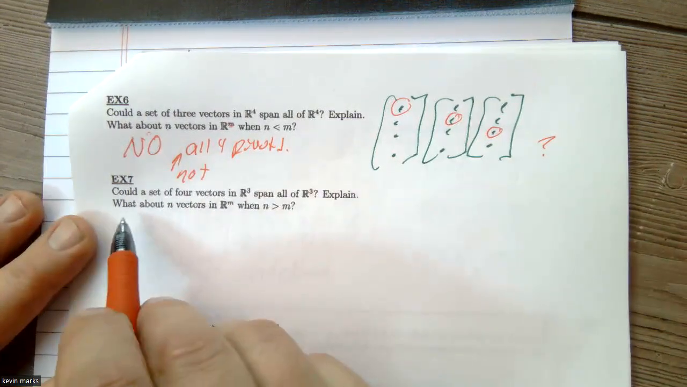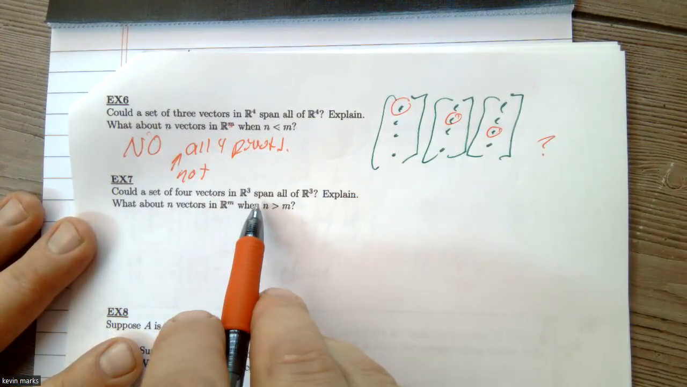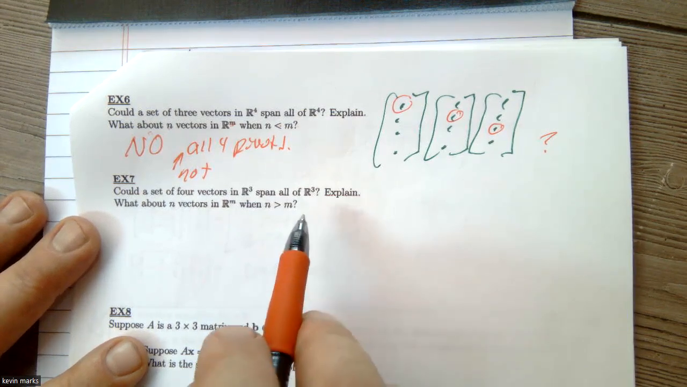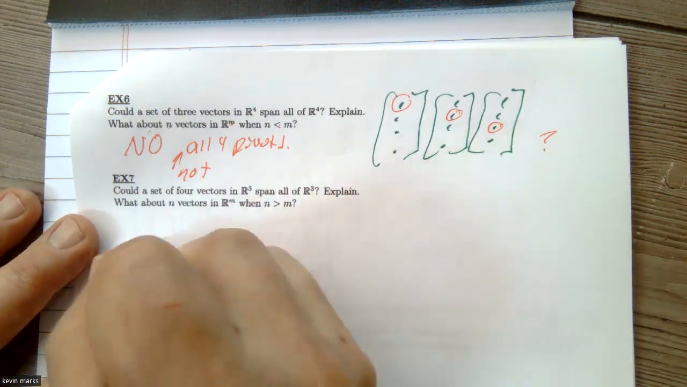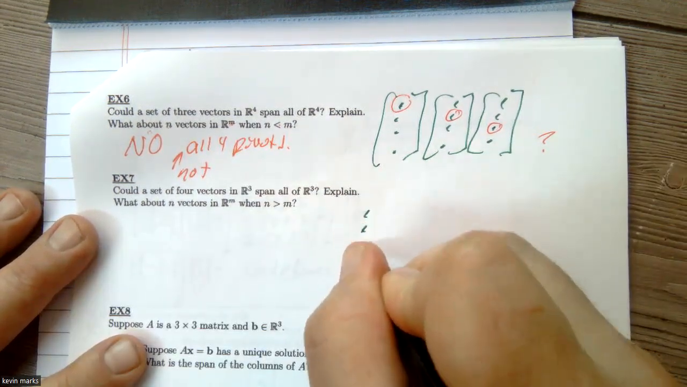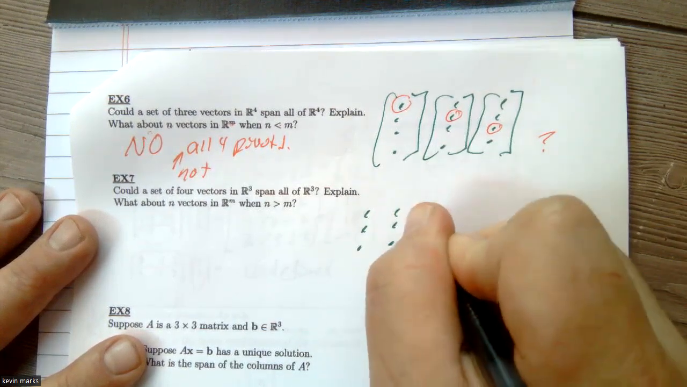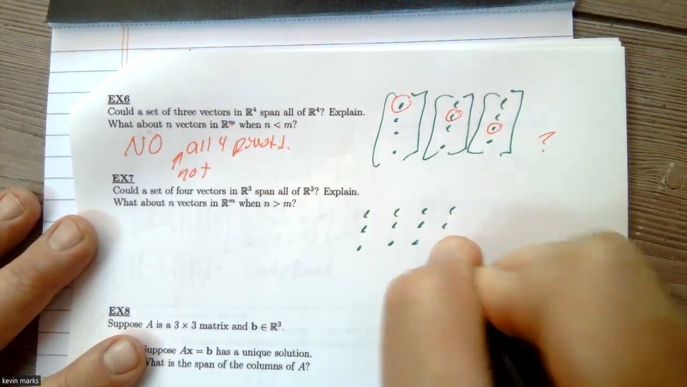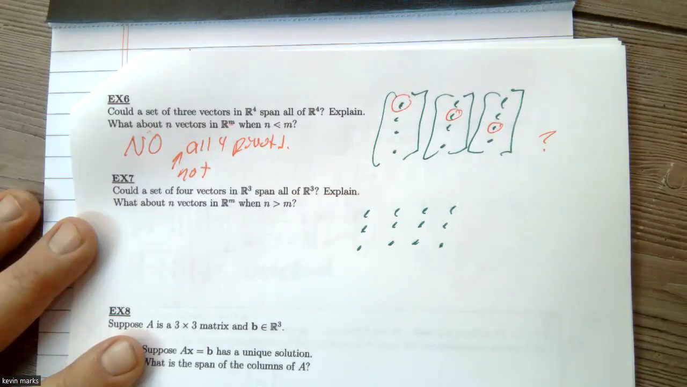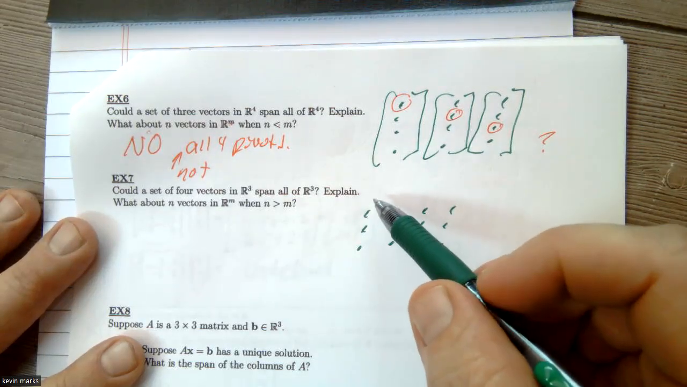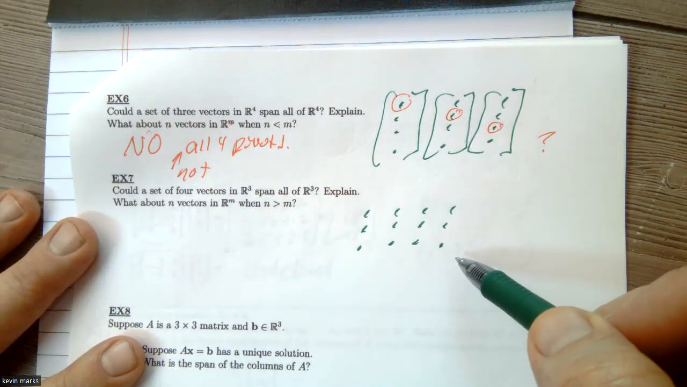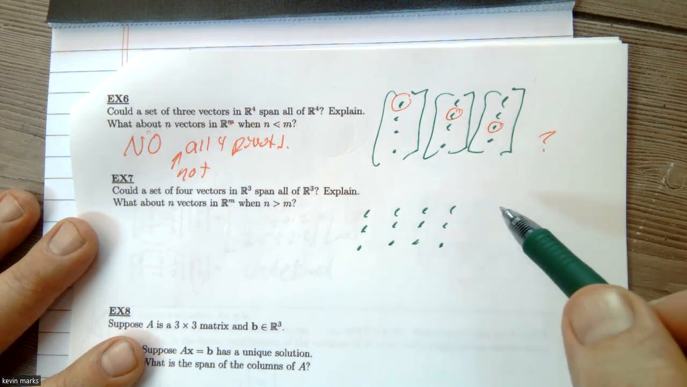What about the other way, though? What if you had 4 vectors in R3? Could that span all of R3? Okay. So now we are talking about 1, 2, 3, 1, 2, 3, 1, 2, 3, 1, 2, 3. Think of it as 4 vectors with 3 entries each. Could that span all of R3?